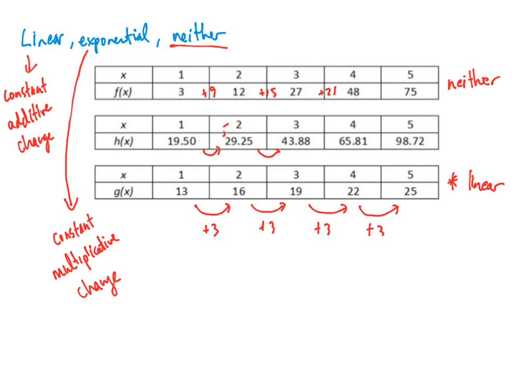And then let's figure out what we're multiplying by to get from x equals 1 to x equals 2. Well, to figure that out, we can divide 29.25 by 19.5. And what we get is 1.5. So here we're multiplying by 1.5. And then if we multiply again by 1.5, we get 43.88. Multiply by 1.5 again and again. So each step of the way we're multiplying by 1.5. So we would say that this function is exponential.